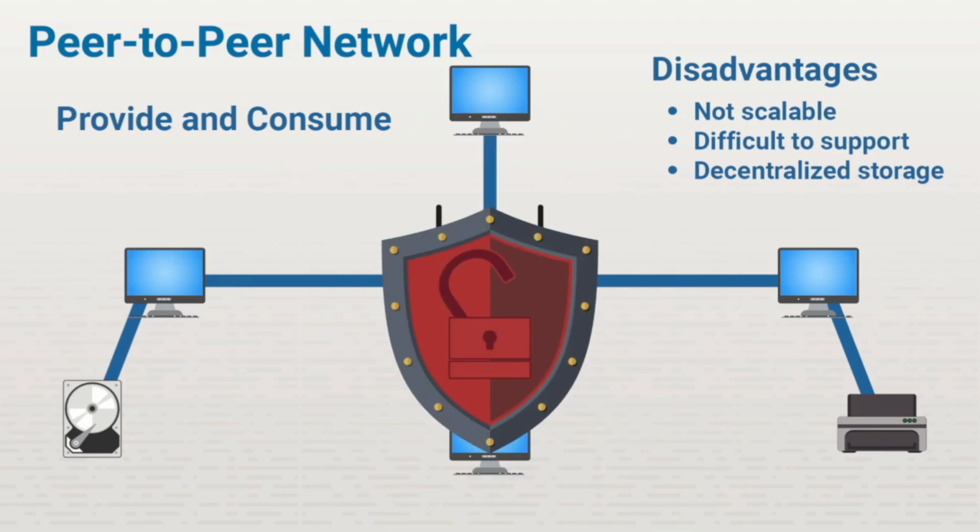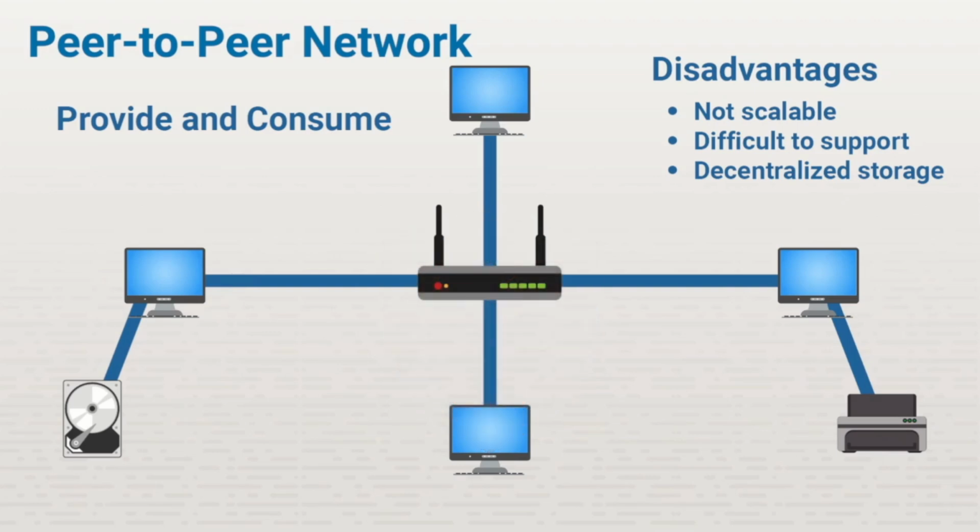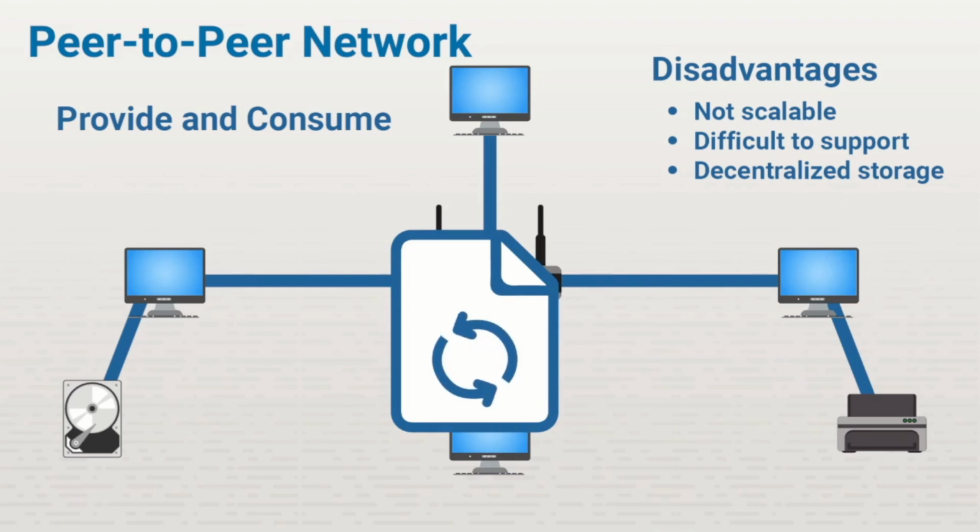Each user is responsible for controlling access to all the resources on their computer. Each user gets to decide what's available and to whom. User accounts are decentralized because each system contains its own data. Also, backing up data is more difficult in a peer-to-peer network since data is stored on different computer systems and there's no centralized backup server.